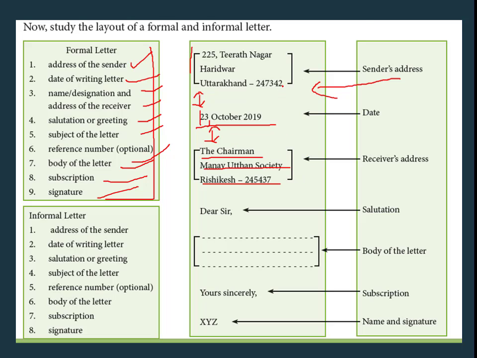So sender's address, date, receiver's address, then again one line space to be given here, and this we call the salutation, dear sir or dear Mr. XYZ. Okay, so after that again one line gap, and this is the body of the letter that will contain the whole information that you want to convey.